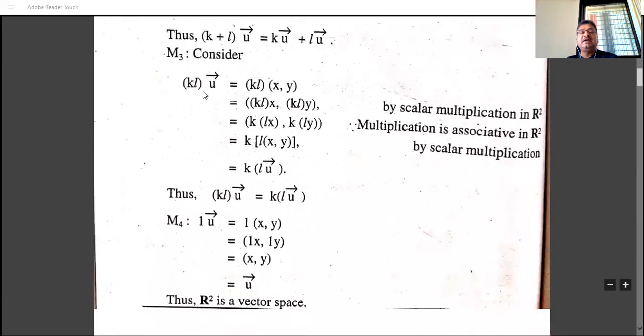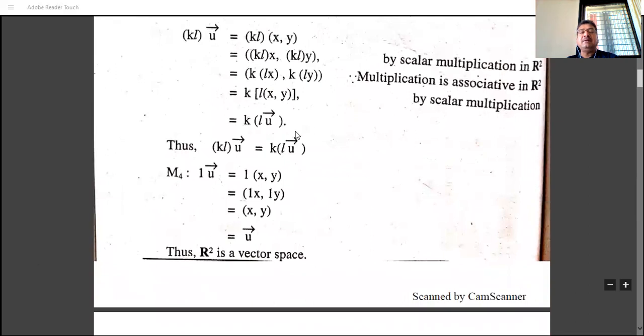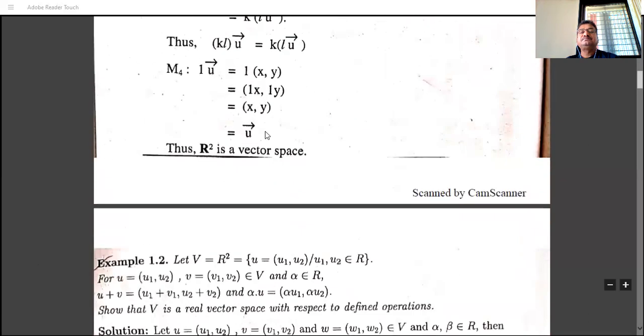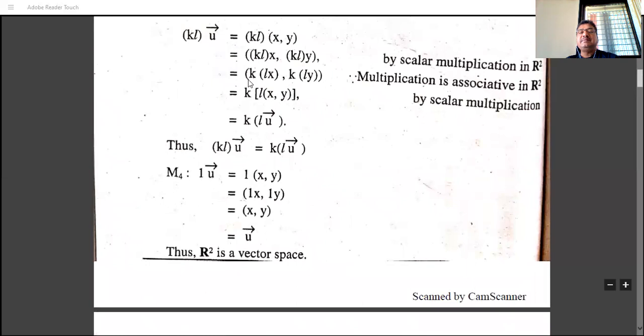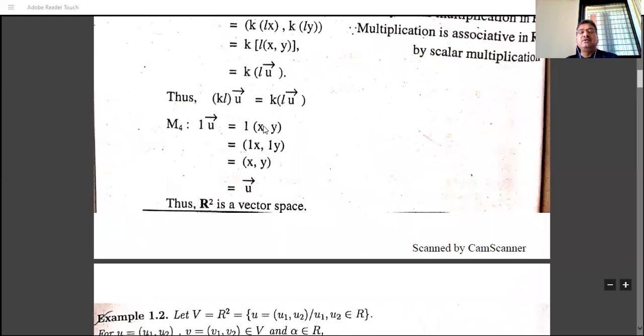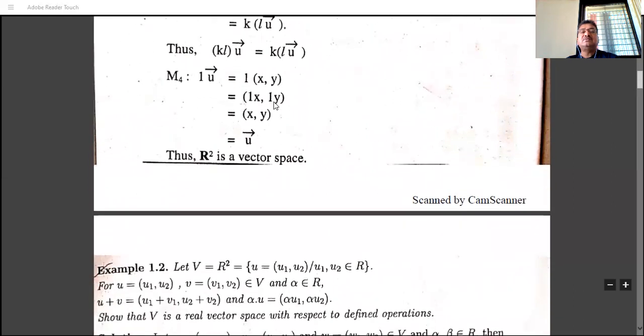So then k in k l u bar is k l xy, u bar means xy, and then we have this, and we have k l u bar. Okay, take just k common, because multiplication of real numbers is associative. So we have this. Then 1 into u bar, 1 into xy, is 1x, 1y by using the definition of scalar multiplication given in the example, and it is equal to xy.